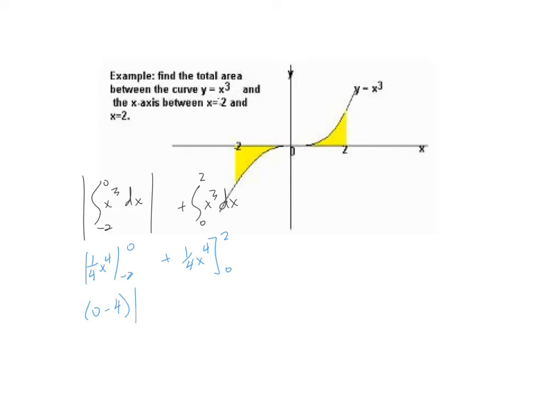This one we're going to absolute value, so we will get positive 4. The second one, we plug in a 2, we get 4. Plug in a 0, we get 0. So we get 4 plus 4.